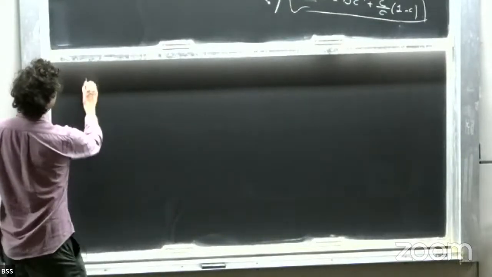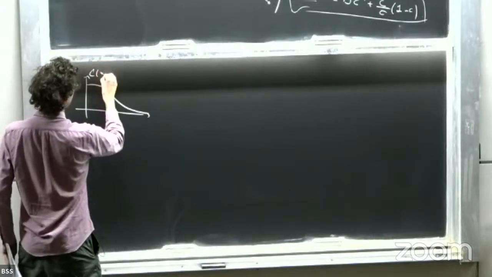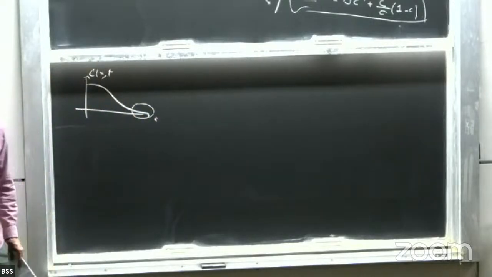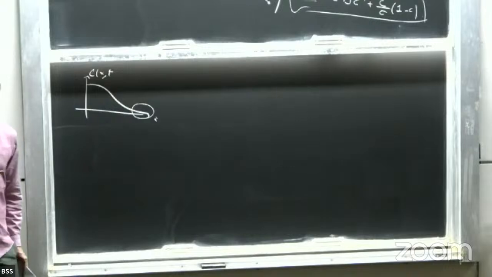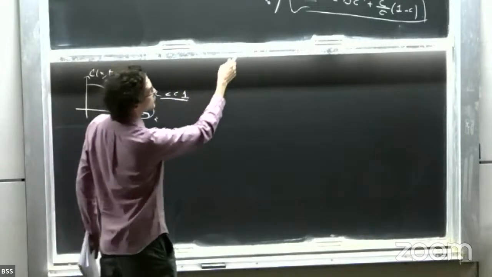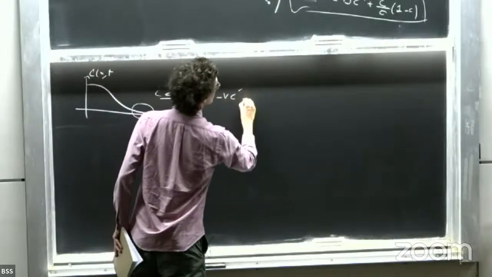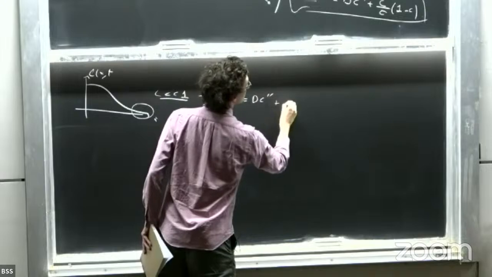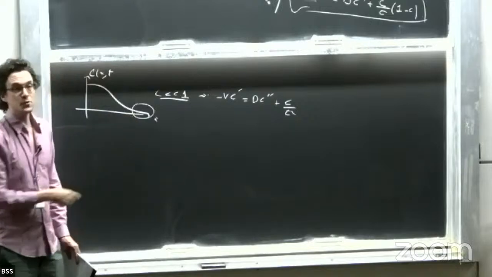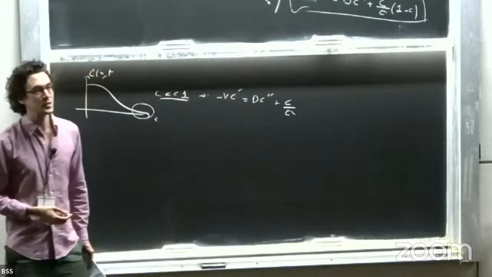One simple thing you can say is that if you have a front expansion, you can look at the edge of the front, and at the edge of the front my concentration is very small. This is very practical because it means I can linearize my equation. I get minus v C dot equals D C double dot plus C over tau. I can forget my non-linear term because I'm in the front and my concentration is very small. This is nice because this is just a linear ODE.